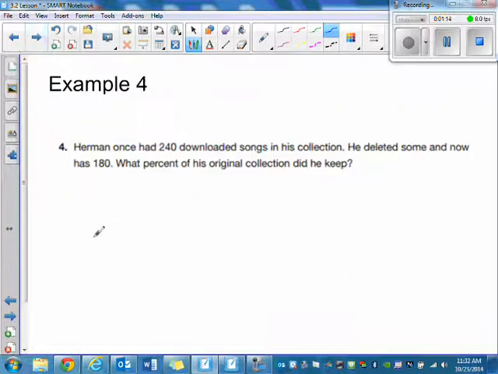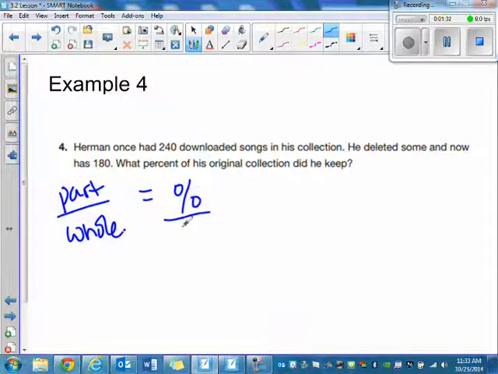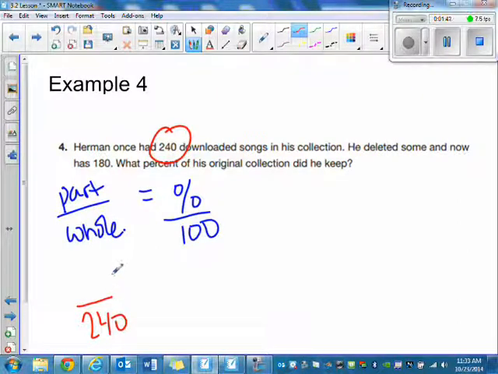All right, number 4. Herman once had 240 downloaded songs in his collection. He deleted some and now has 180. What percent of his original collection did he keep? So we have the part over whole equals percent out of 100. The whole amount he used to have was 240, so that's going to go on the bottom. He deleted some, now he has 180. So the part that he has left is 180, and then it wants to know what percent. So percent out of 100.